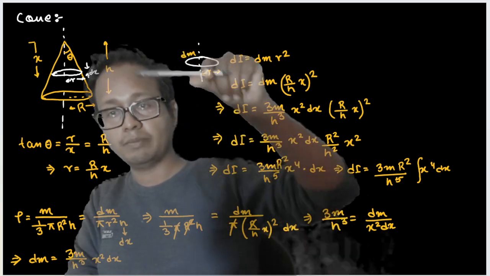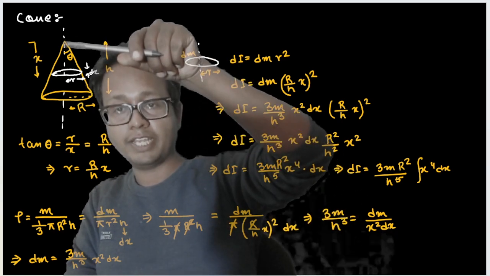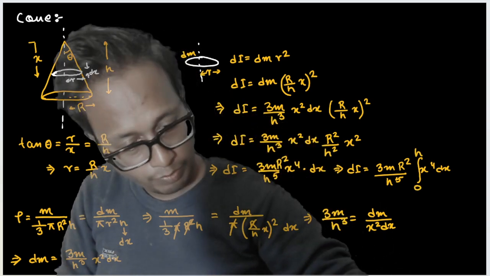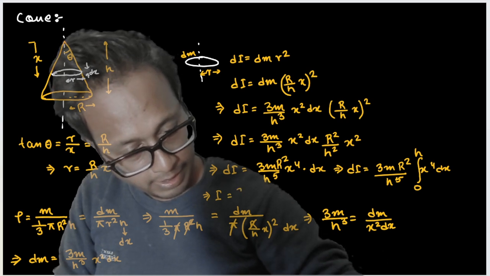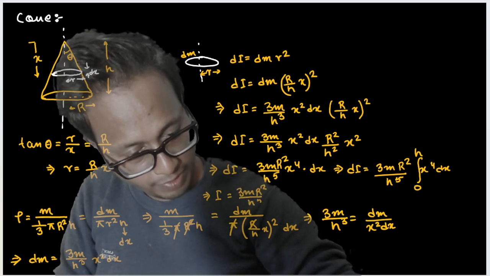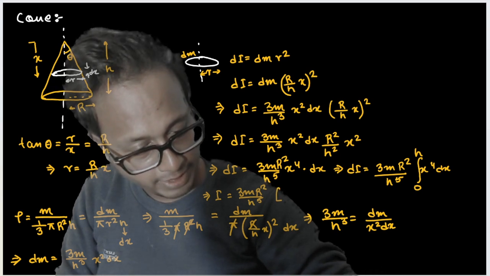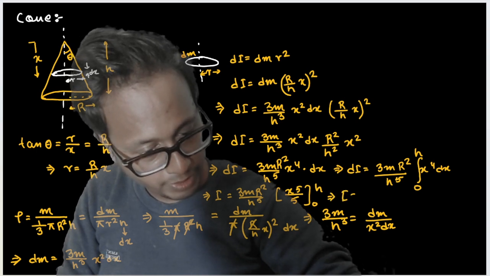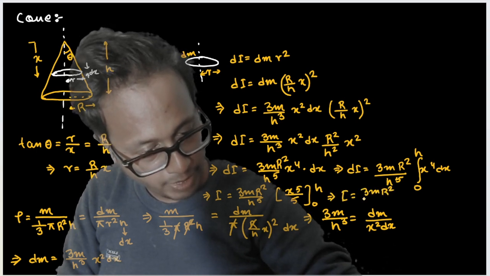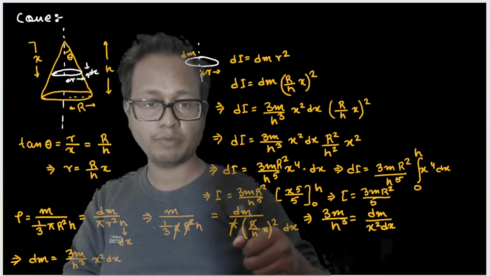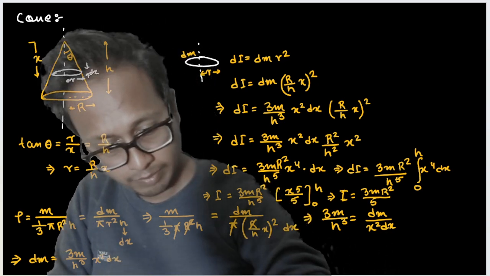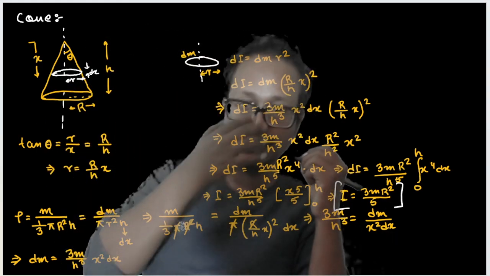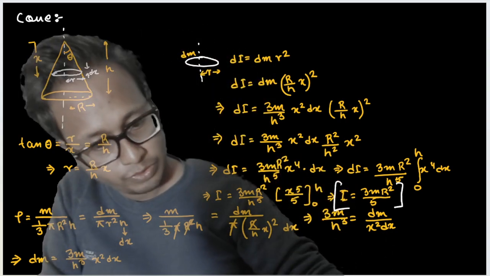Now the limits of integration are from 0 to height h, since I have taken my origin at the vertex. So moment of inertia is 3M R square by h to the power 5 into the integration of x to the power 4 dx, which is x to the power 5 by 5 from 0 to h. Solving this, I get moment of inertia equals 3M R square by 5, because h to the power 5 and h to the power 5 get cancelled. So the moment of inertia of a cone is 3M R square by 5. Just remember how I take the element and integrate it; those two things are important here. So we are done with the cone.